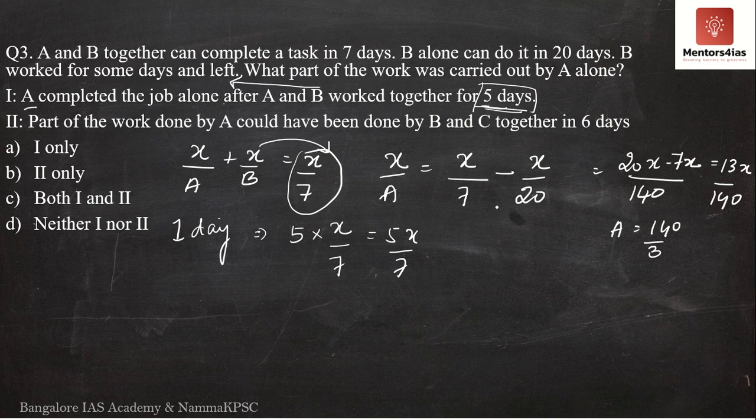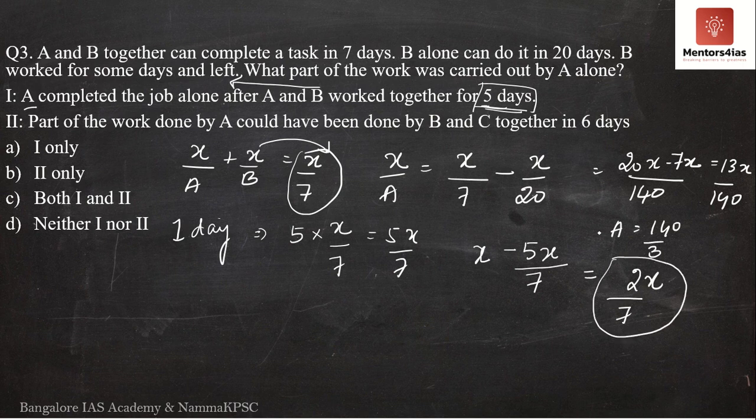So what is the remaining amount of work? The total amount of work to be completed was x, whereas 5 by 7 x amount of work has been completed. What does this mean? The remaining amount of work is nothing but x minus 5x by 7. This is nothing but 2x by 7. So this is the amount of work which is actually completed by A, and we don't need this value at all. Therefore, I can find out the solution only by the information contained in the first statement.